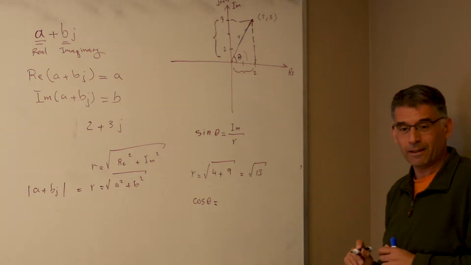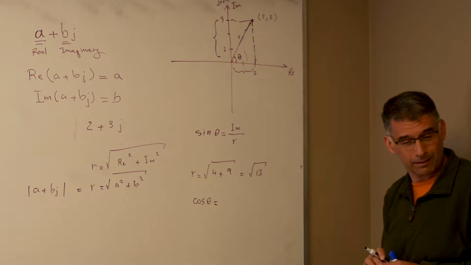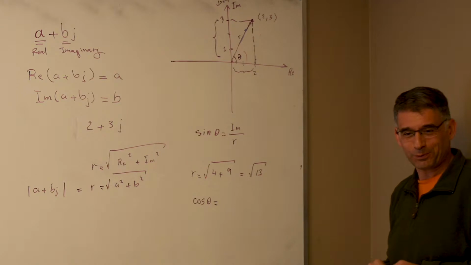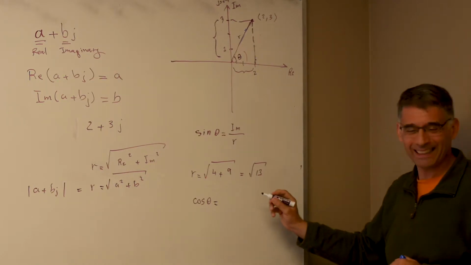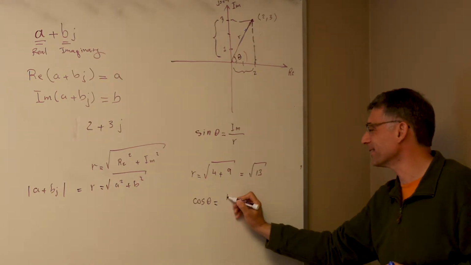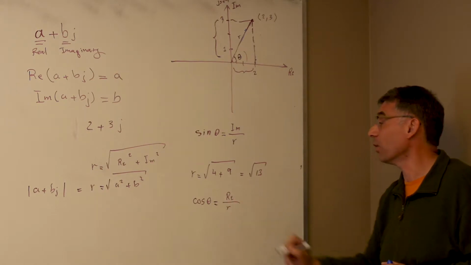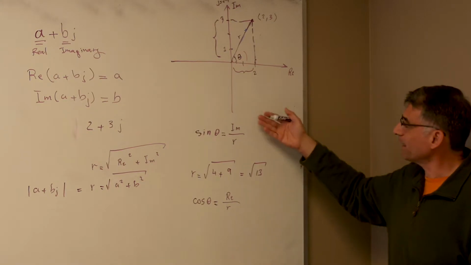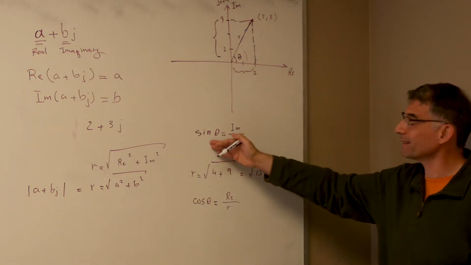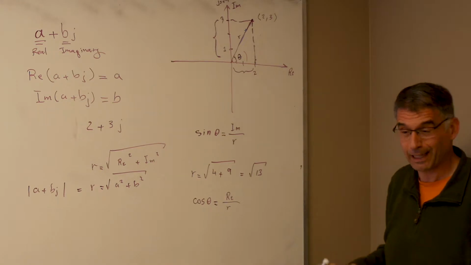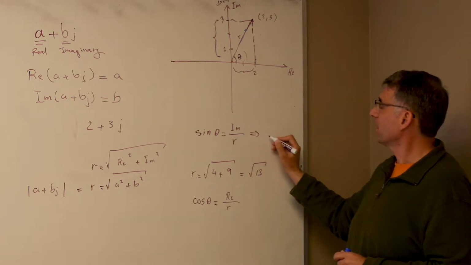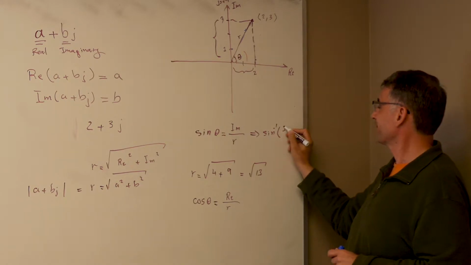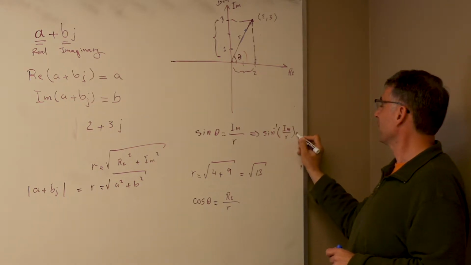Cosine is adjacent over hypotenuse, which would be the real part over r. Okay. So one way would be I find r, then I take the ratio and I say this is the sine of the angle, right? So then from there, I actually have to do the inverse sine to find the angle.